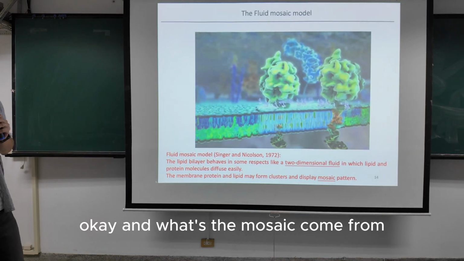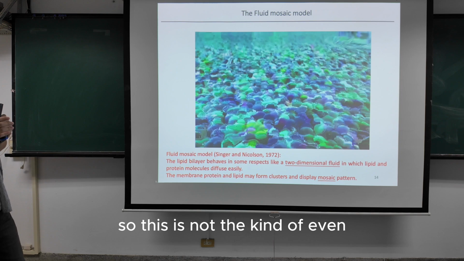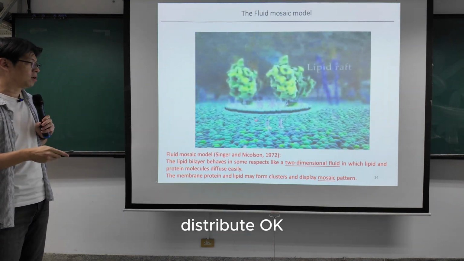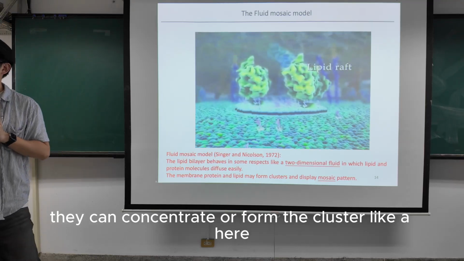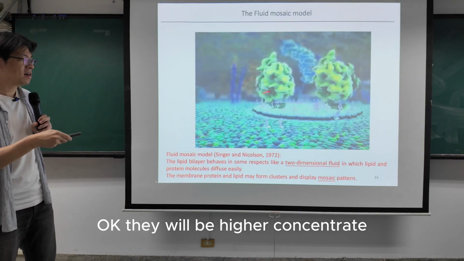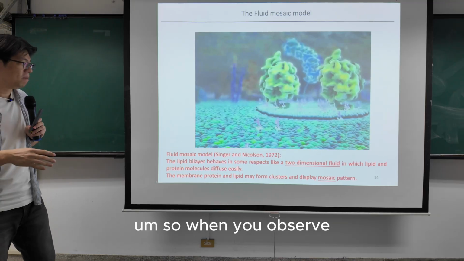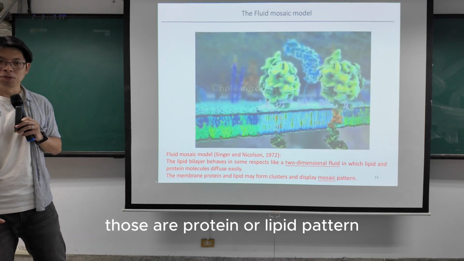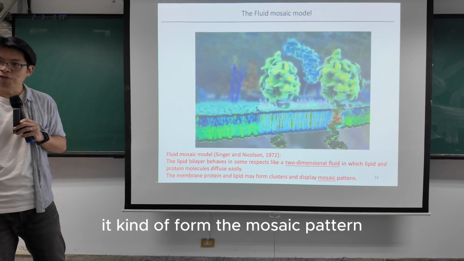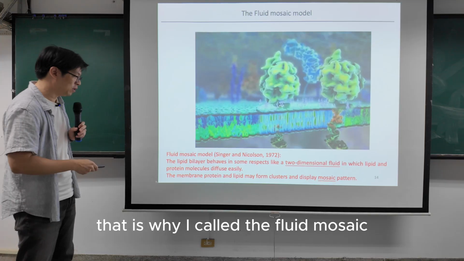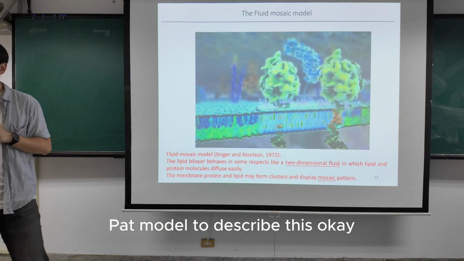And where does the mosaic come from? It is not evenly distributed. Some proteins or lipids can concentrate or form clusters, like here, where there is a higher concentration and more protein. So when you observe those protein or lipid patterns, you can imagine they form a mosaic pattern, and they diffuse. That is why it's called the fluid mosaic model.